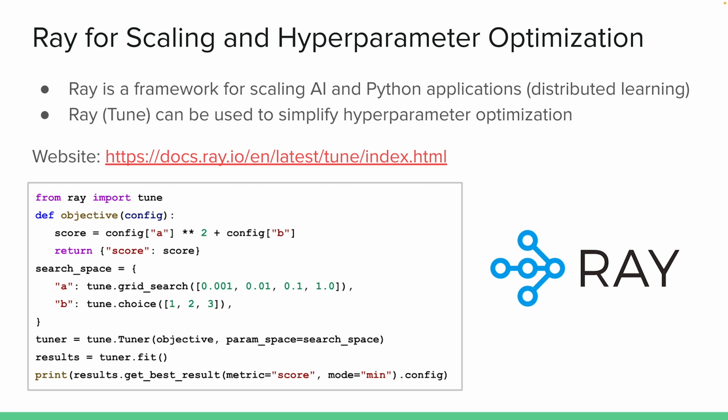They also have what they call Ray Tune, which can be used to simplify hyperparameter optimization. There you specify your objective, which metric it should optimize, and a search space, as we've seen previously. So you say which values it should search and which kind of search strategy should be applied, for example, a grid search, and then you run this tuner, which runs the full learning loop of your model and performs hyperparameter optimization.